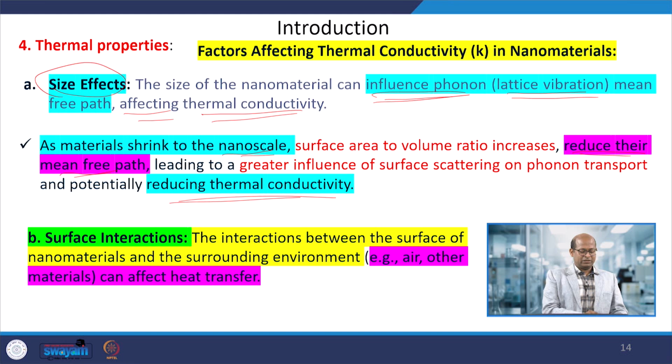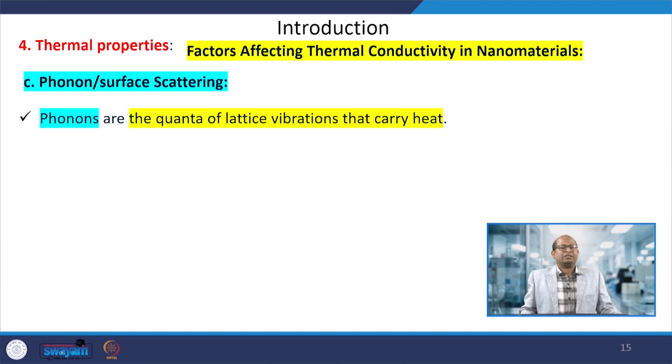Another factor is surface interactions. When a particular surface is in contact with air or other fluids or materials, that would also affect the overall heat transfer. Surface interactions mean the interaction between the surface of the nanomaterials and the surrounding systems or environments, which may be air, water, or any solid material that is present. That would affect the overall heat transfer. Okay.